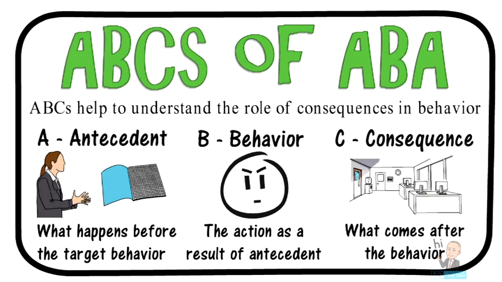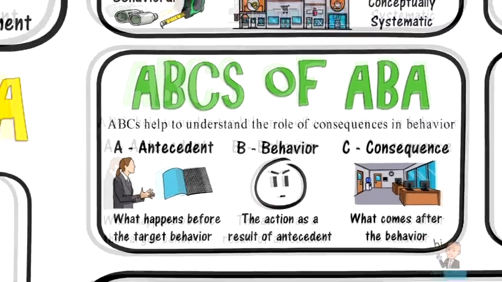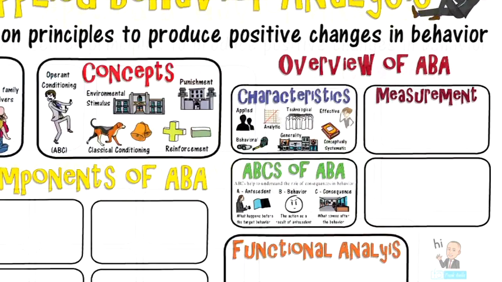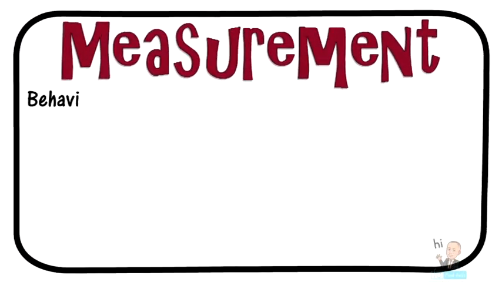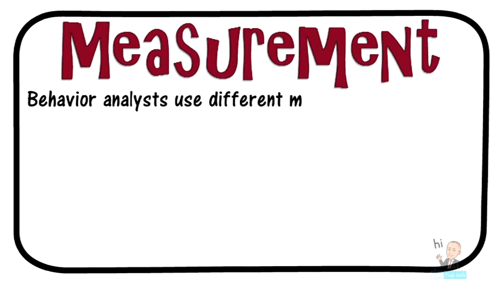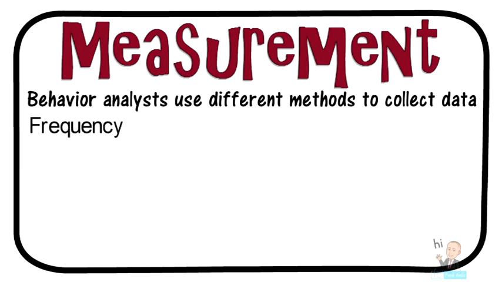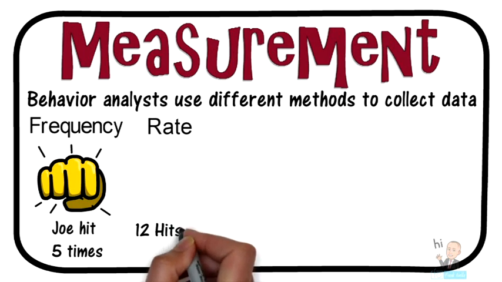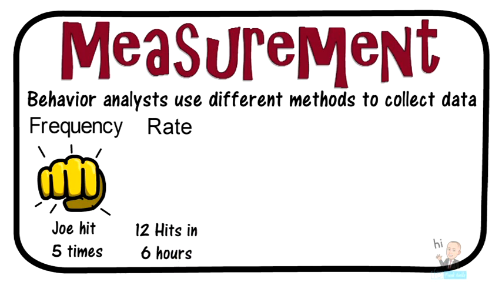And the next section is measurement of behavior. Behavior analysts use different methods to collect the data. They may collect data by frequency. For example, Joe hit someone 5 times, by punching or kicking. Next is rate. For example, 12 hits in 6 hours. You can still count the hits, but it is a time component which is added in there.